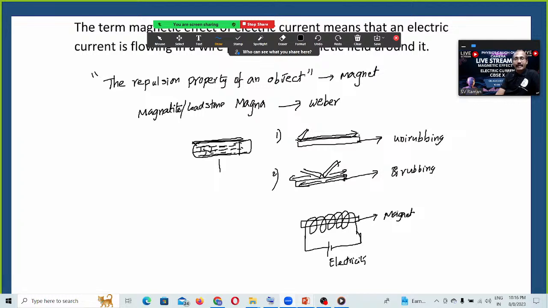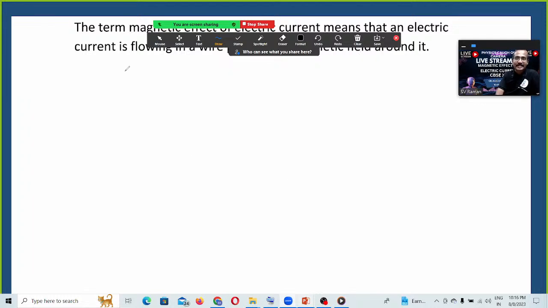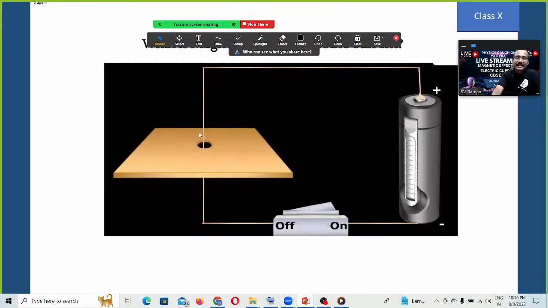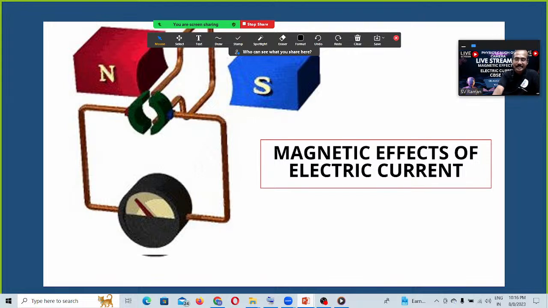we got a magnet. That is the reason for our title, magnetic effect of electric current. Why are we studying the magnetic effect of electric current? Due to electricity, magnetism is produced in an iron rod. So that is the reason our topic here is the magnetic effect of electric current. Hope you understood why we are studying this magnetic effect of electric current.